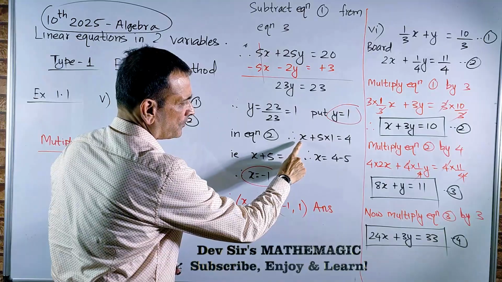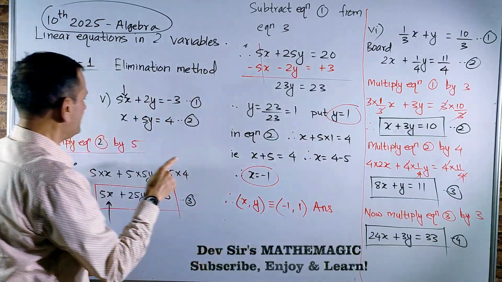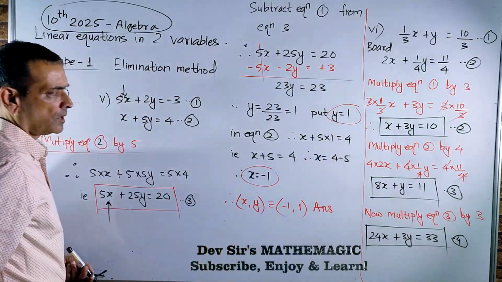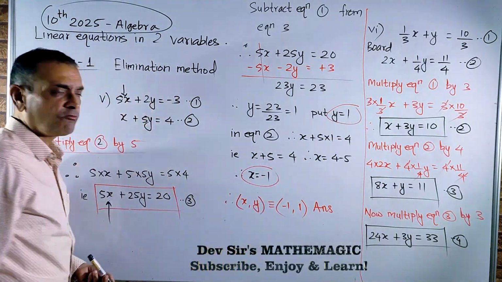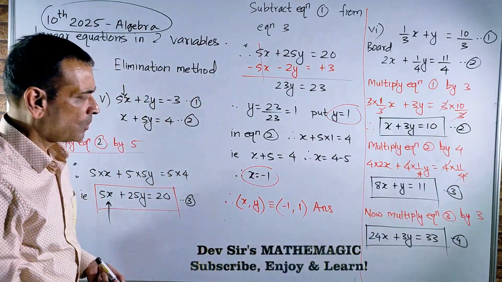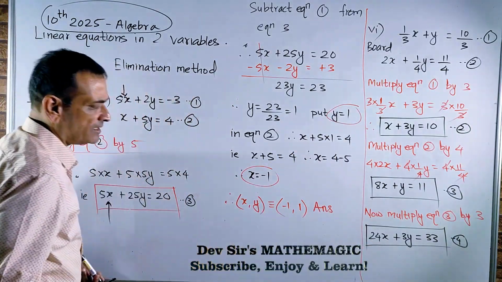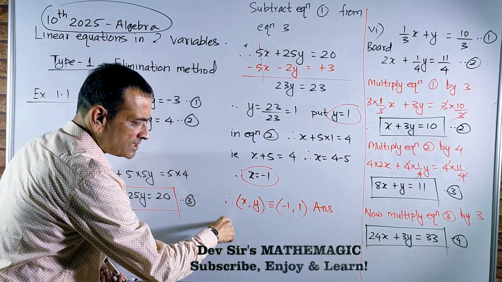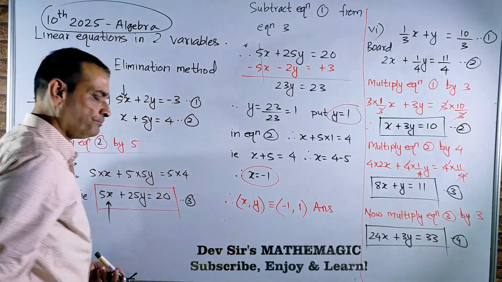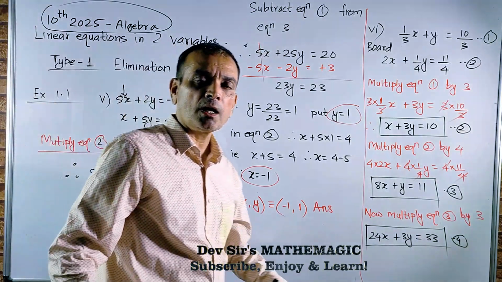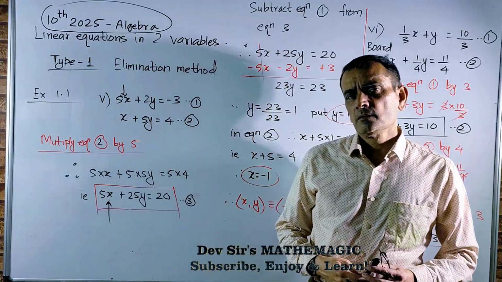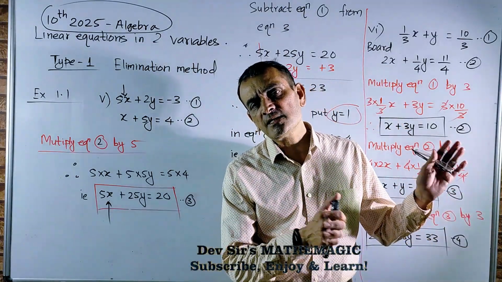So x plus 5 into 1 equal to 4. So x plus 5 equal to 4. So x is equal to 4 minus 5. So x equal to minus 1. So solution set is written as (x, y) equals (minus 1, 1). That is called as solution set or our answer. Quite simple, है ना? Just an extension of the 9th standard exercise.